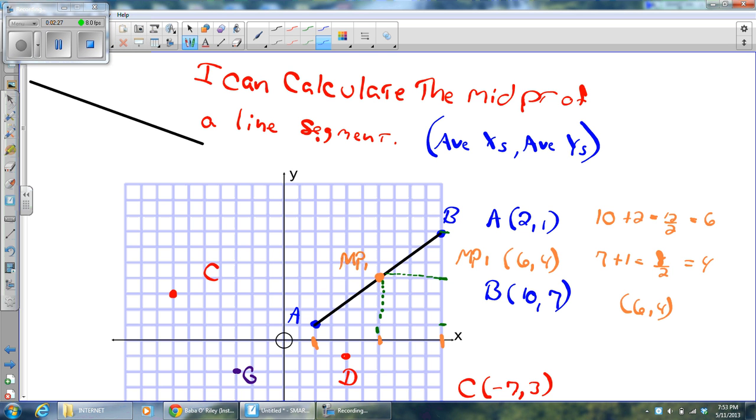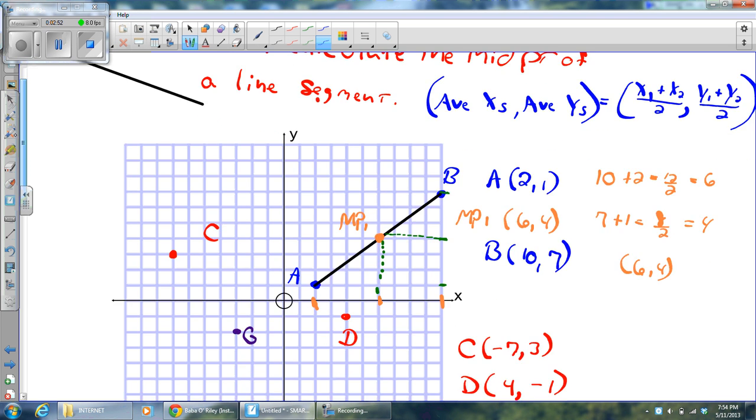Now, textbooks make it more complex. They give you this formula, and if you know you're not a math person, sometimes it looks a little bit intimidating. But all this formula is saying is average your x's and average your y's. You're taking two x's, adding them together, dividing by how many there are. Taking two y's, adding them together, dividing by how many there are. There you go.